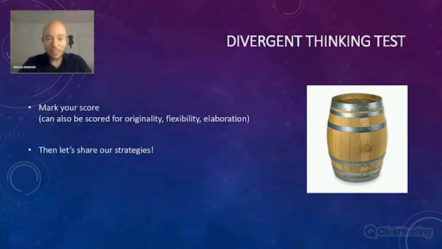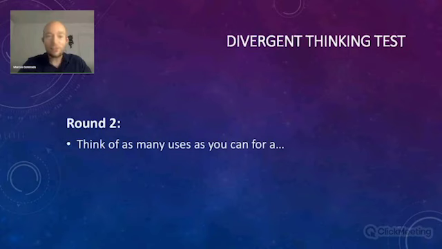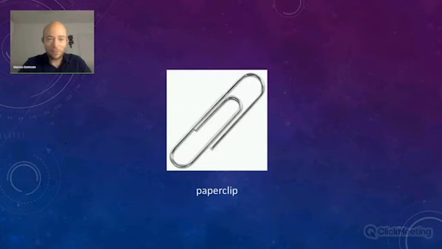So we're going to test you now by doing it a second time. So here comes round 2. I'm going to give you a new object, and this time the object is a paperclip. So write down as many uses as you can think of for a paperclip.